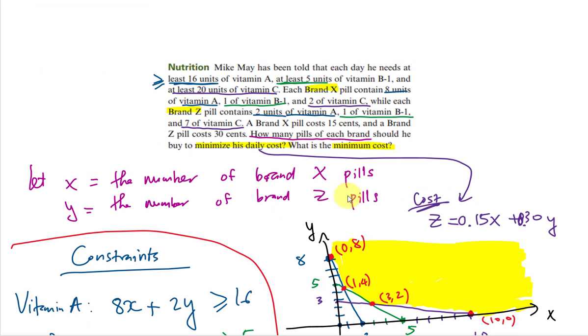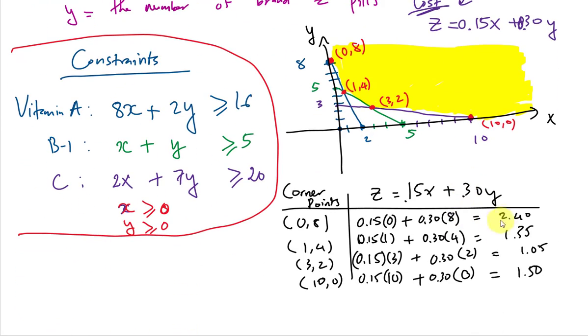Now go back to the problem. The problem wants you to find the minimum value. You want to minimize this value of the cost function. So between 1, 2, 3, 4, which one has the smallest value? Of course, 1.05 is the smallest value. And that means his daily minimum cost is $1.05. So you can write a conclusion.